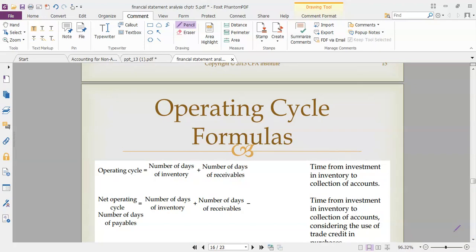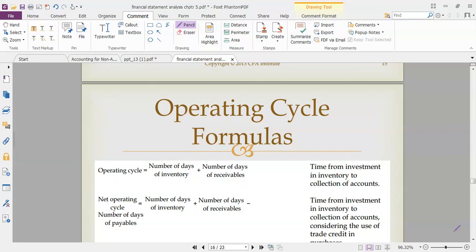So next, what is the formula for the operating cycle? Operating cycle is equal to number of days of inventory plus number of days of receivable. So that we will get the time from investment in inventory to collection of cash. And then how to calculate the net operating cycle?